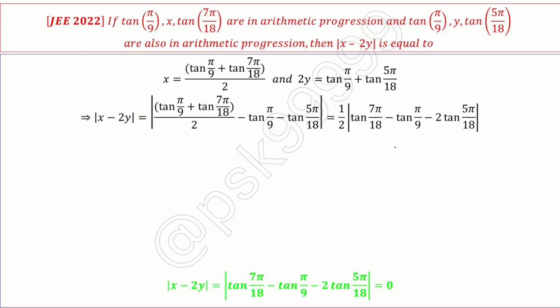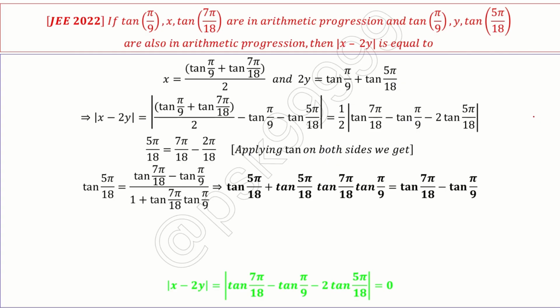Now look at the angles here. Actually, there is some relation you can find. This is nothing but 2 pi by 18, 2 pi by 18, correct? So 7 pi by 18, 2 pi by 18, and 5 pi by 18. 7 pi by 18 minus 2 pi by 18 is 5 pi by 18, right? Now you apply tan and see what happens. 5 pi by 18 is equal to 7 pi by 18 minus 2 pi by 18. So apply tan on both sides, right? This is what it is. Then tan of 5 pi by 18 is nothing but this value, right?